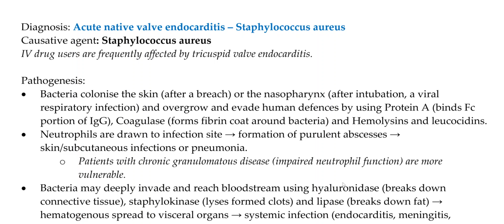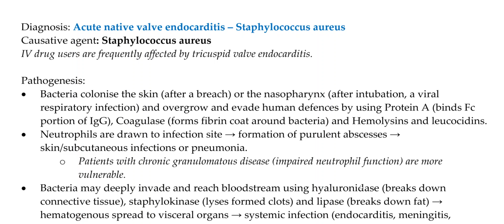Now, at this infection site, our first line of defense, that is neutrophils, are drawn to this infection site. They get collected there, they start their fight, they form what we know as pus or purulent abscesses, and it causes either skin or subcutaneous infection or pneumonia. People who have impaired neutrophil function, for example chronic granulomatous disease, are more vulnerable to this condition. Once they have established infection in skin or soft tissue or as pneumonia, the bacteria may deeply invade and reach the bloodstream.